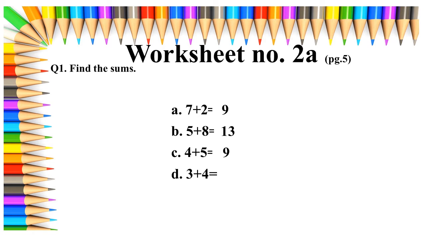3 plus 4. So 3 is the smaller number and 4 is the bigger number. 5, 6, 7. 3 plus 4 is equal to 7. 2 plus 8. 2 is the smaller number and 8 is the bigger number. So 8 in my mind and 2 on my fingers. 8, 9, 10. So 2 plus 8 is equal to 10.